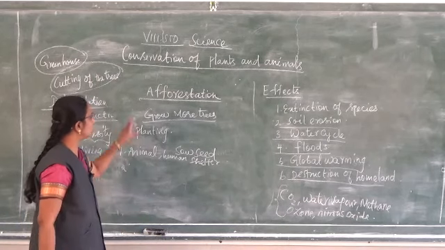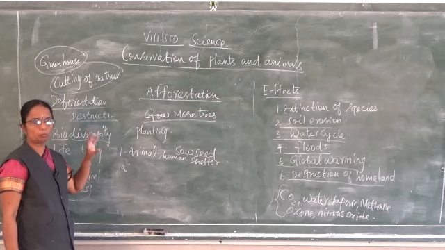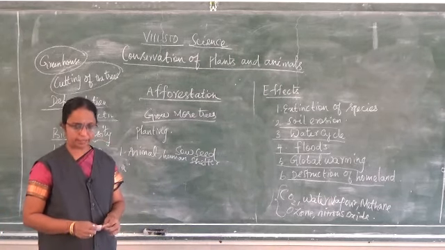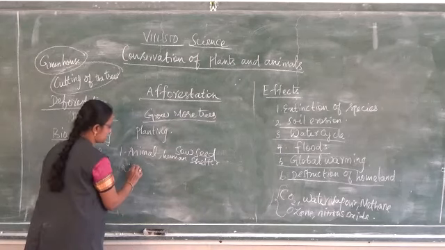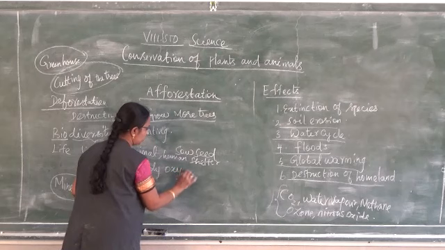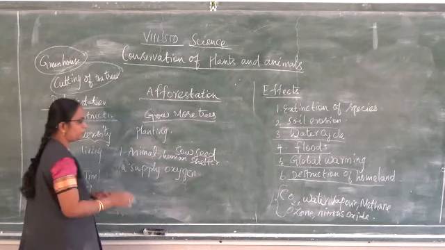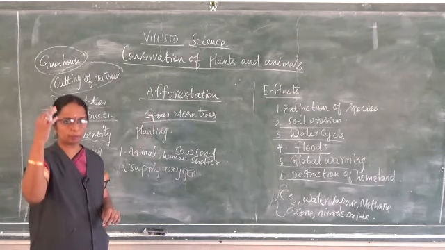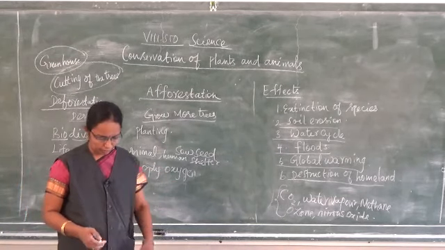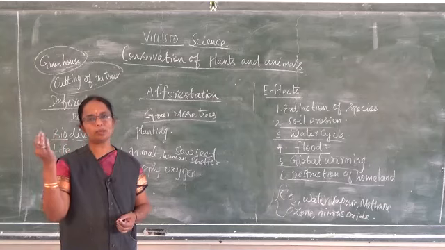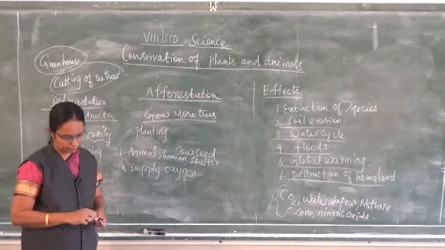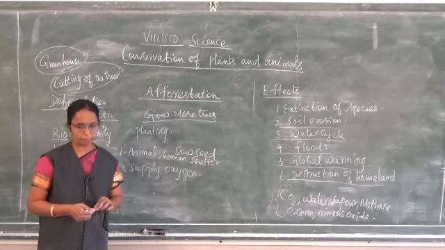So what are we doing? We should grow more and more trees. Through afforestation, we can increase the supply of oxygen. What are the plants doing? They are releasing oxygen. With more supply of oxygen, carbon dioxide accumulation will be cut down. They are also increasing the water vapor, and because of that, rainfall will also happen.